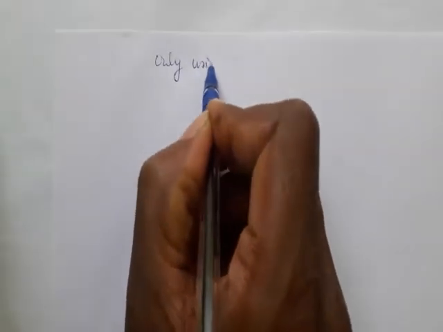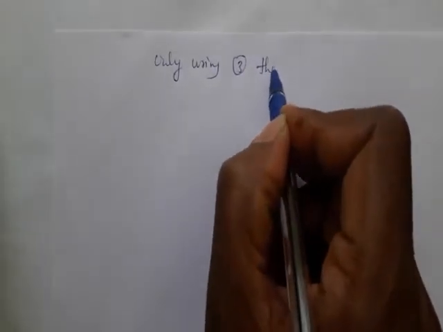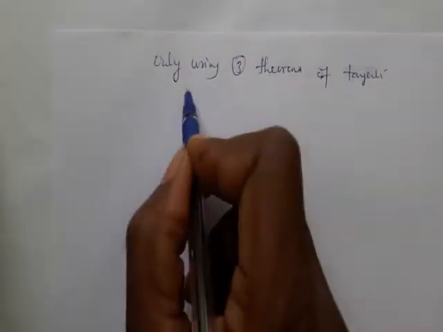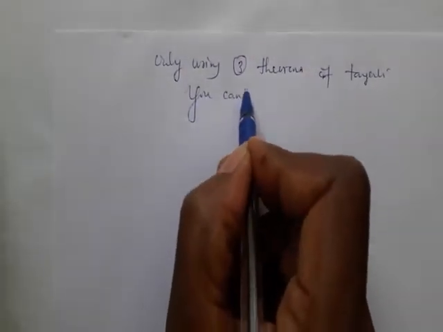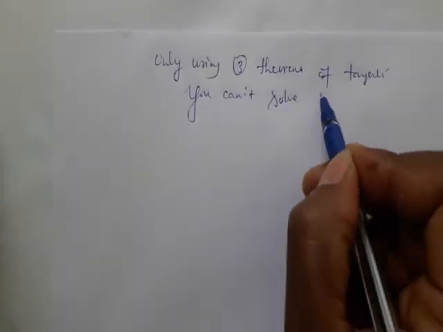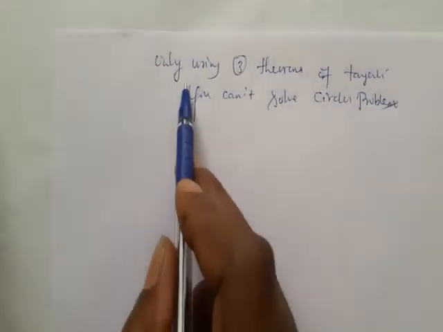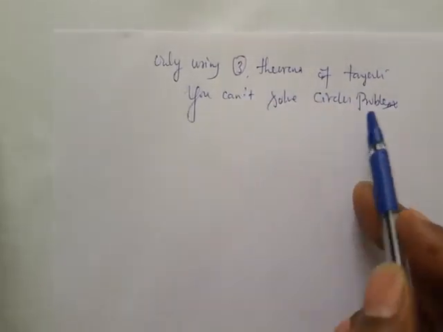So using these three theorems plus the circles 5 theorems, you can attempt the tangent problem. Remember, only using the 3 theorems of tangents, you cannot solve circles problems. Remember, only using 3 theorems of the tangent you cannot solve problems.